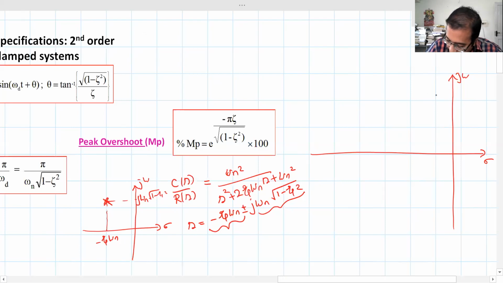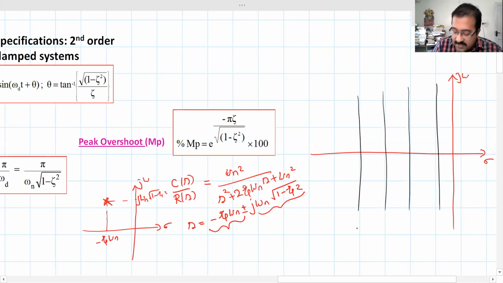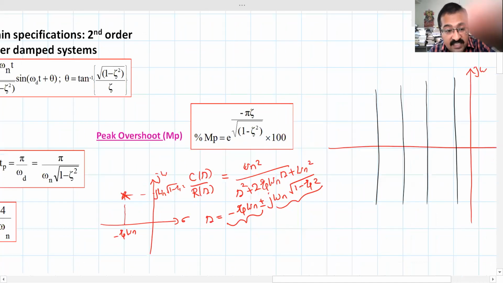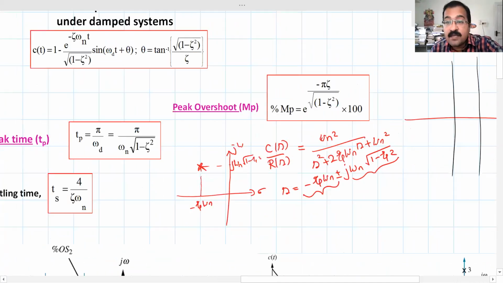Okay, so there are vertical lines, right? What do these vertical lines represent? Okay, so this is one real part, this is another real part, and so on. So what was our settling time? Settling time was 4 divided by zeta omega n.